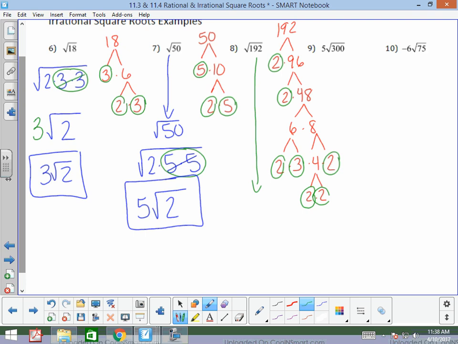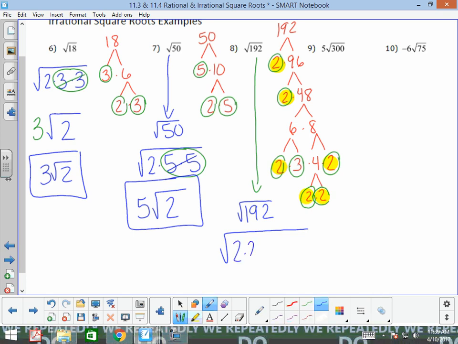All right, so the square root of 192, I want to write down its prime factorization. How many 2's do I have here? Well, I have 1, 2, 3, 4, 5, 6 2's. So I'm going to write 6 2's.